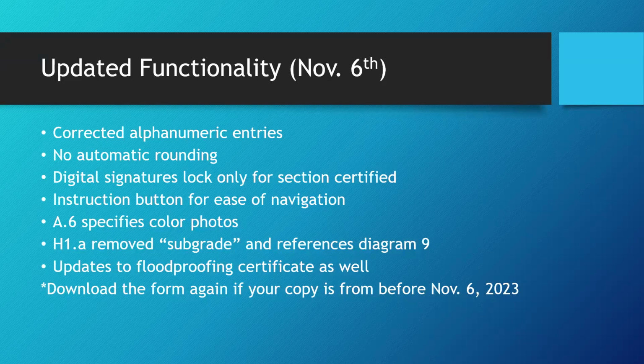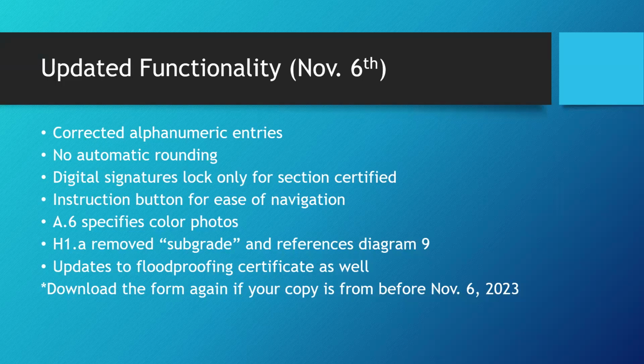Apparently there was an issue with automatic rounding that has been fixed. Digital signatures are only going to lock the section that is being certified. Apparently that was a problem. There's a new instructions button. On each page of the form, there's a button that says go to the instructions, and it will just take you there. And then once you're done, all of the instruction pages have a button that says return to form. So you can click back and forth for that ease of navigation. It's easier than scrolling back and forth.